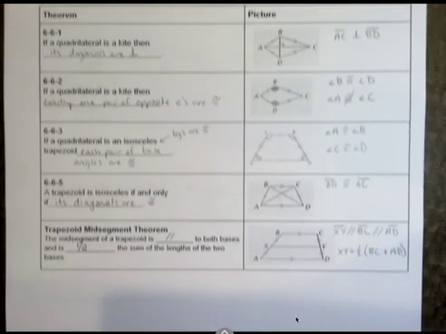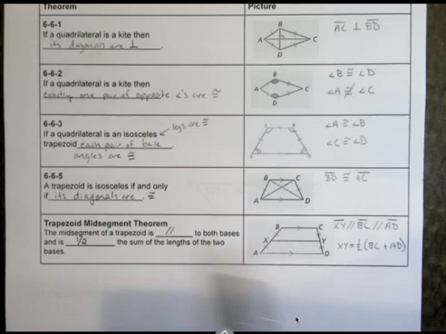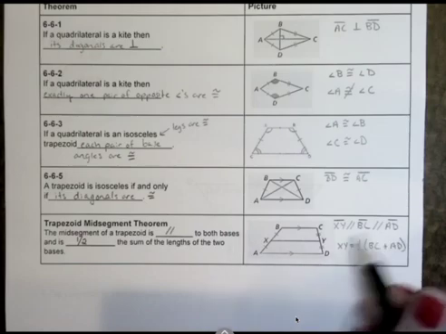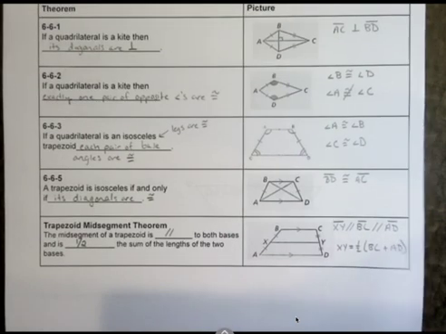And then the midsegment is always parallel to the two bases, and it's equal to half the sum of the two bases. So there's the formula for that there. We're going to use those in some examples here.